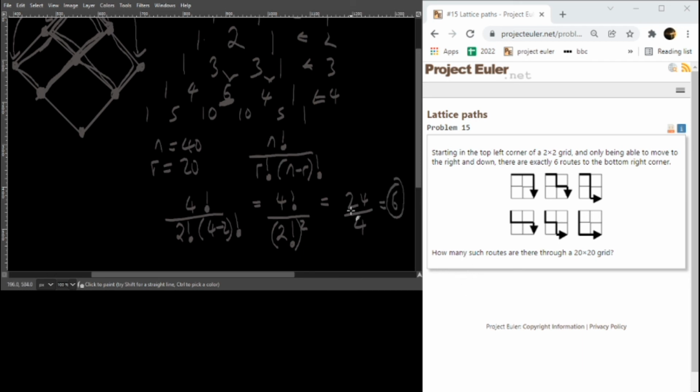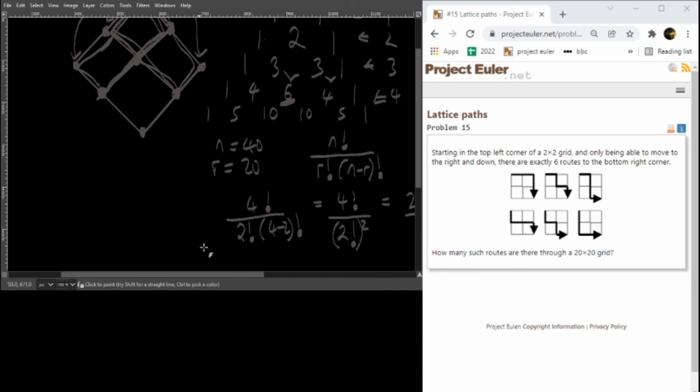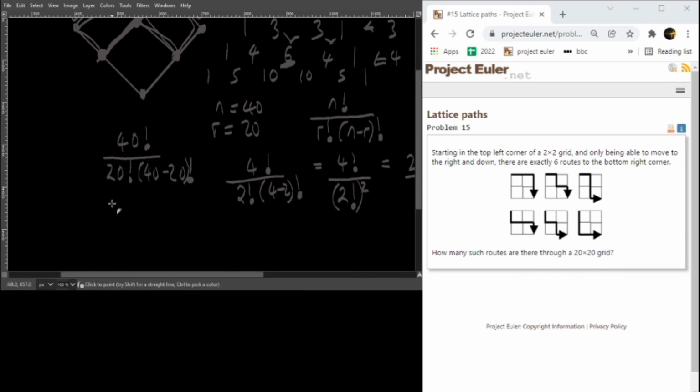Thank goodness. So the solution to this problem is 40 factorial divided by 20 factorial times 40 minus 20 factorial, which on your calculators is simply 40C20. Don't do it on your handheld calculators though, because the number is way too big. Do it on an internet calculator, or do it in Python. You can do it that way.